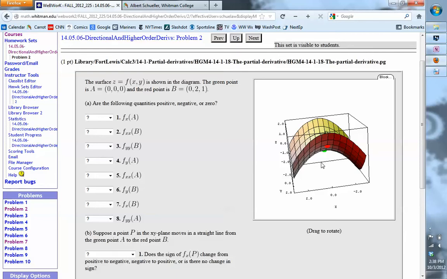And that's why they don't really ask you about xy, because it's really hard to see any kind of geometric significance to the mixed partial. But the straight up second partials, fxx, fyy, those do have geometric significance. And they talk about and show you about concavity. Okay.